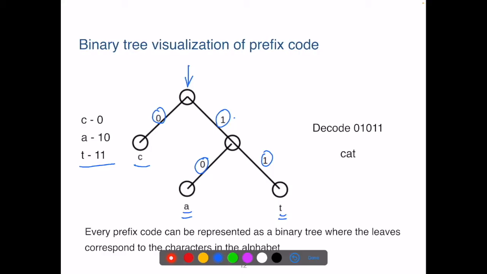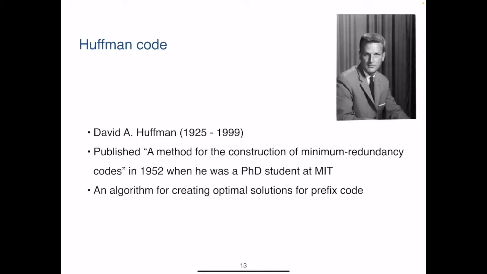Yes, it encodes cat. When we want to optimize a coding, we want to have more frequent characters higher up in the tree, so they have shorter encodings, and the less frequent ones lower in the tree, so they have longer encodings. This is exactly the idea of Huffman Coding. Huffman published this algorithm when he was a PhD student at MIT, where he built the code by building the binary tree from the bottom up. It is guaranteed that the coding is optimal and unambiguous.